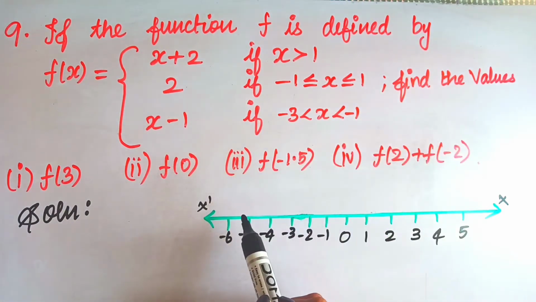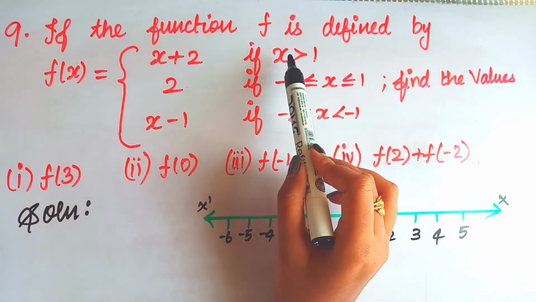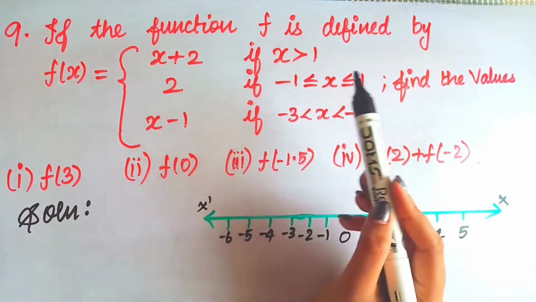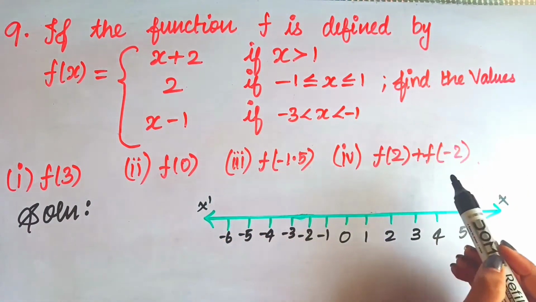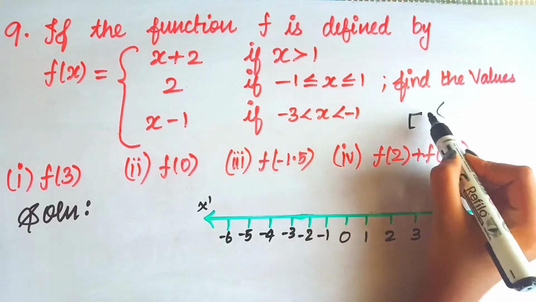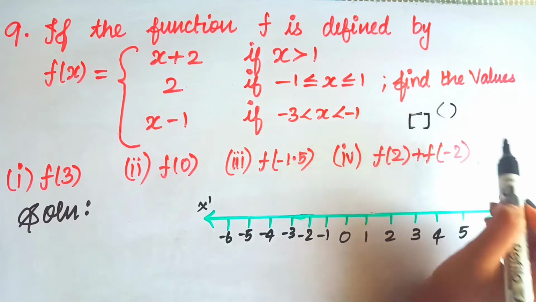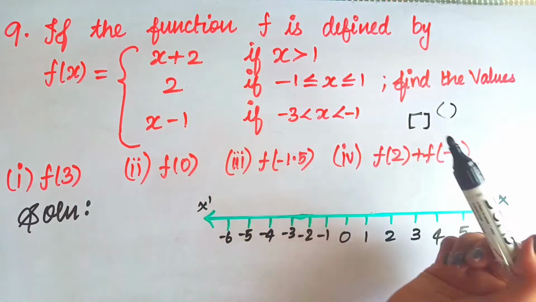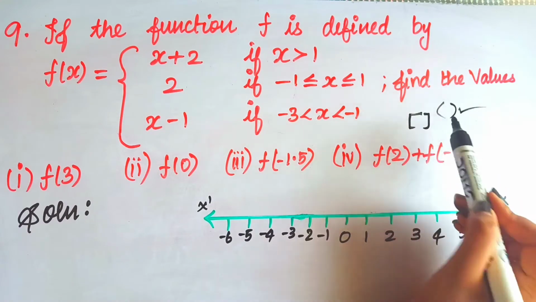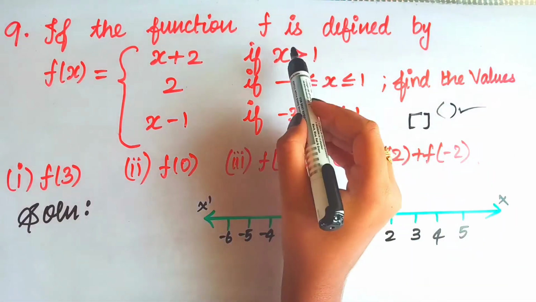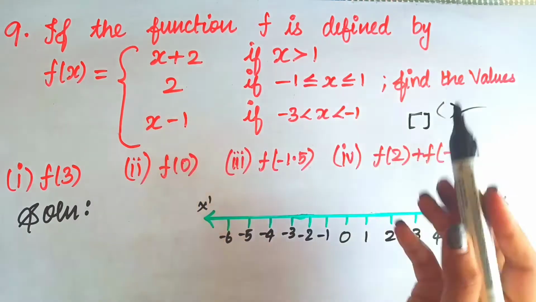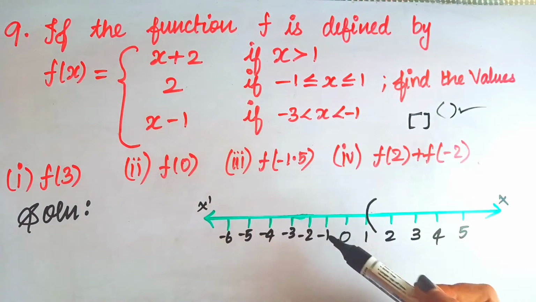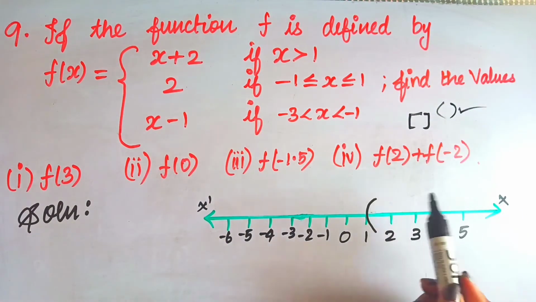So first let's mark the interval. First they have given us x is greater than 1. There is no equal sign, right? So you have to put an open interval. So this is our open interval and this will be our closed interval. Here they have not given an equal sign, so you have to use this interval, which is an open bracket. It's greater than 1, right? So you have to draw it like this. Since it's greater than 1, it can be anything like 2, 3, 4, 5. So anything greater than 1.